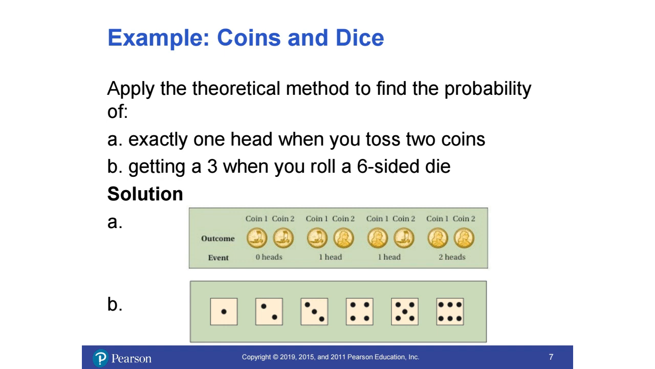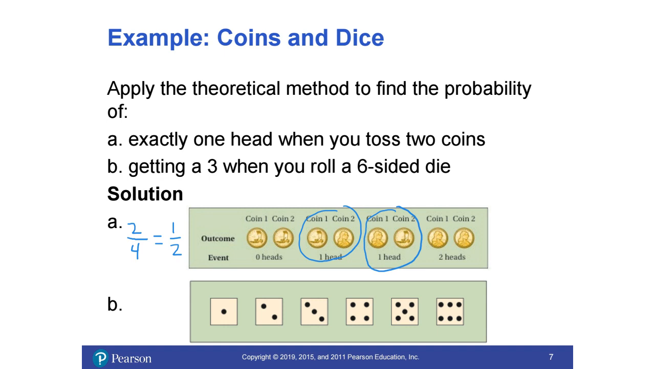So if I want to find the probability of getting exactly 1 head when you toss 2 coins, well, there are 2 ways that can happen. It can happen by getting tails, heads, or by heads, tails. So there are 2 ways the event can happen, and then we divide by the total number of outcomes. 1, 2, 3, 4. There are 4 outcomes. So by the theoretical probability formula, the probability of getting exactly 1 head is 2/4, which will reduce to 1/2.